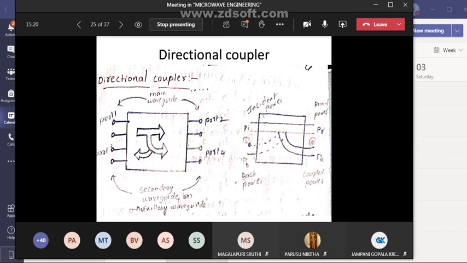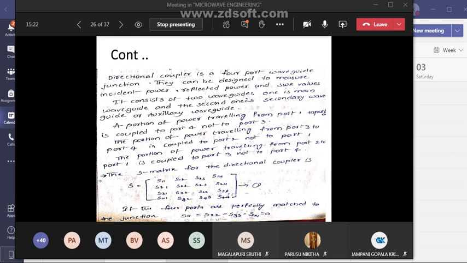The S matrix for the directional coupler, since it has 4 ports, becomes S11, S12, S13, S14, S21, S22, S23, S24, S31, S32, S33, S34, S41, S42, S43 and S44. It is the S matrix for the directional coupler with ports 1, 2, 3 and 4.